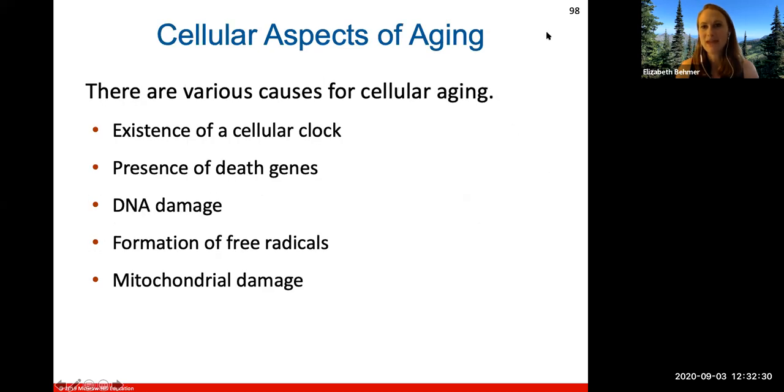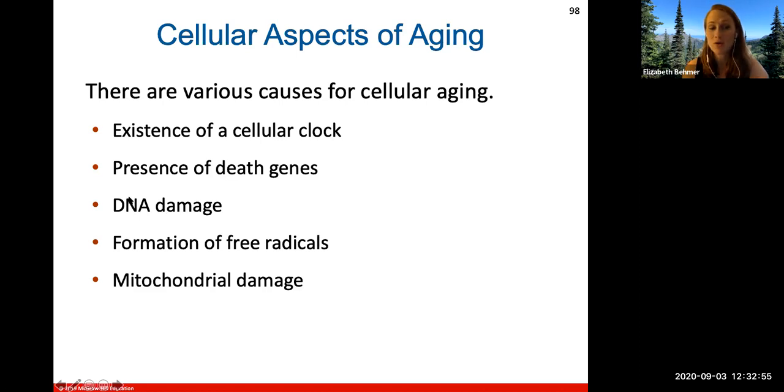Cellular aspects of aging. These are various causes for cellular aging: the existence of the cellular clock. That just means that all cells will not last forever. The presence of death genes. I'm not really sure what that means. A death gene or a disease that would speed up aging. I'm not sure.